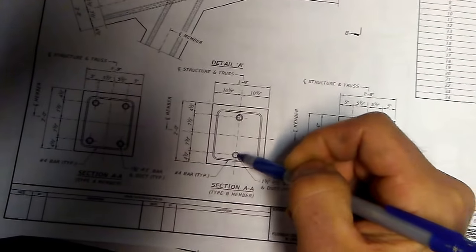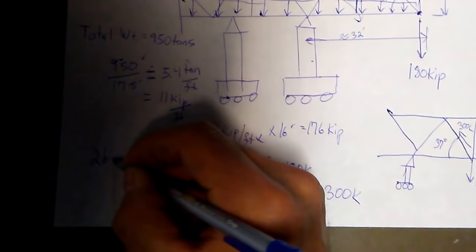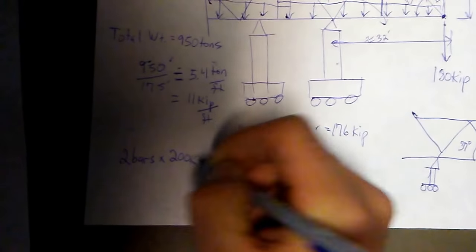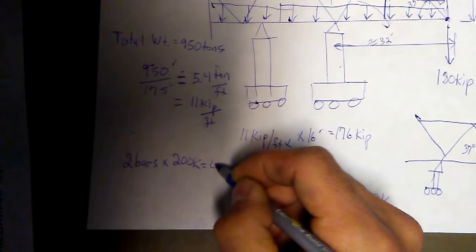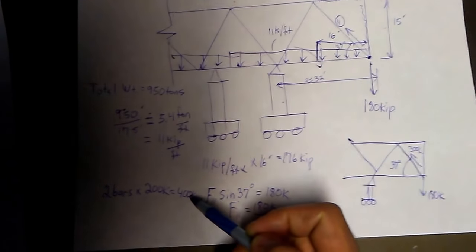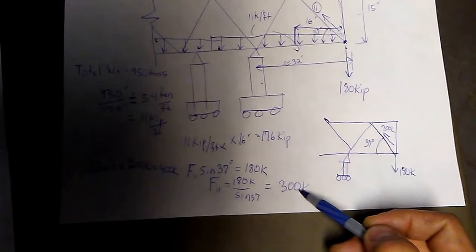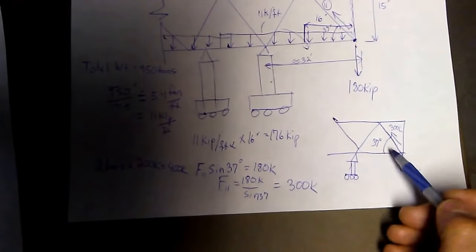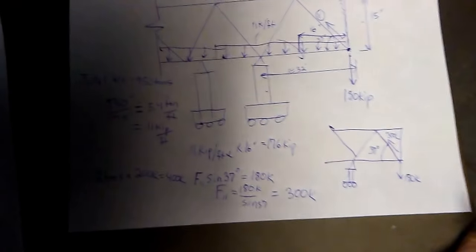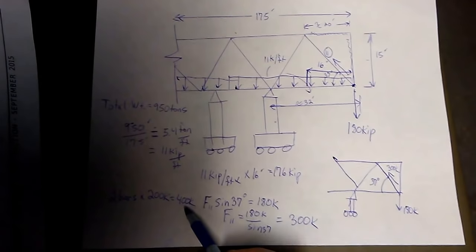So 200 kips, this is the cross-section of the member. 200 kips, 2 bars, would represent 2 bars. Really simple, guys. This isn't rocket science. 2 bars times 200 kips per bar equals 400 kips. All right, so 400 kips is the compression being applied by the post-tensioning bars. We have a 300 kip tension force from the SPMT movement, the overhang, the cantilever. That's good. Again, it appears that we're good.